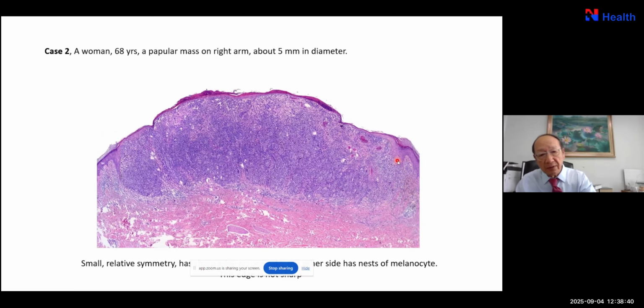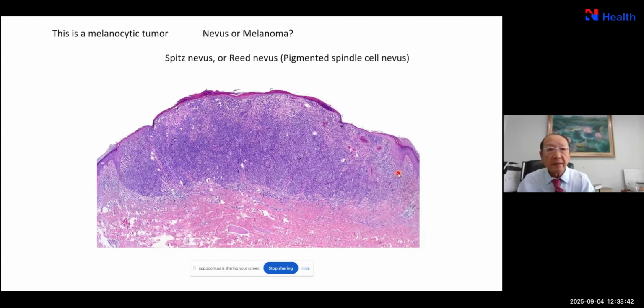So this is a melanocytic tumor, but is it a nevus or a melanoma? The small size tends to favor nevus, small size and symmetry. If it is a nevus, it's going to be a Spitz nevus or a Reed nevus.